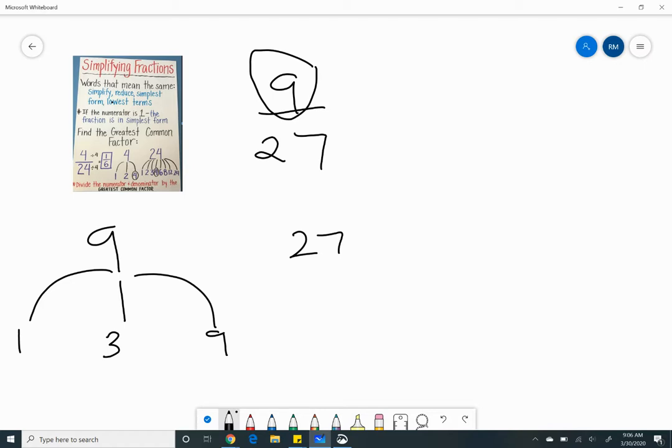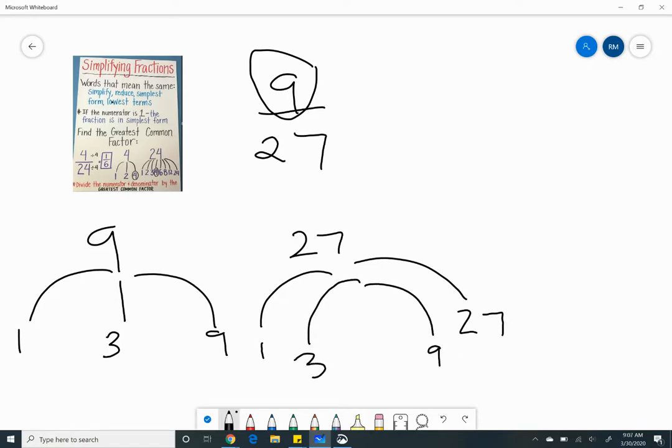So now I'm going to move on to 27. I know that 1 times 27 is 27. And I know that 3 times 9 is 27. And those are the only factors of 27. So now I look between the factors for 9 and the factors for 27, and I find the biggest one that they have in common.